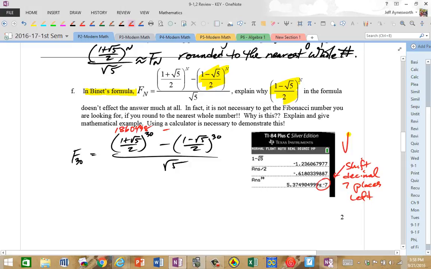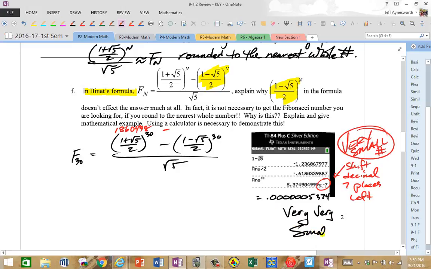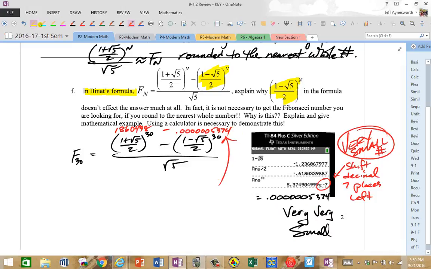This is a very, very small number. In scientific notation, when you end up with a negative exponent, this indicates you have a very small number. This is equal to 0.000000. You've got to have 6 placeholders because you're going to shift it over 7 places, so you move it over once and then 6 more times. So 5, 3, 7, 4. You guys, this is very, very small: 0.0000005374.